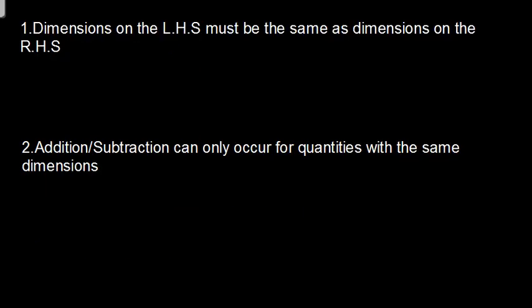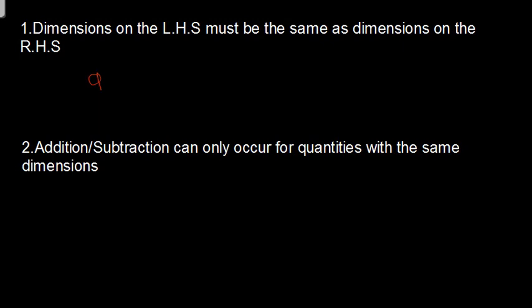So the first rule, as I have already stated, is that dimensions on the left hand side must be the same as dimensions on the right hand side. So if you have a fundamental equation which has physical quantities, so let's say a physical quantity A, or any quantity being represented by A, this could be a distance, it could be velocity, or any physical quantity as we have looked at in the previous videos.